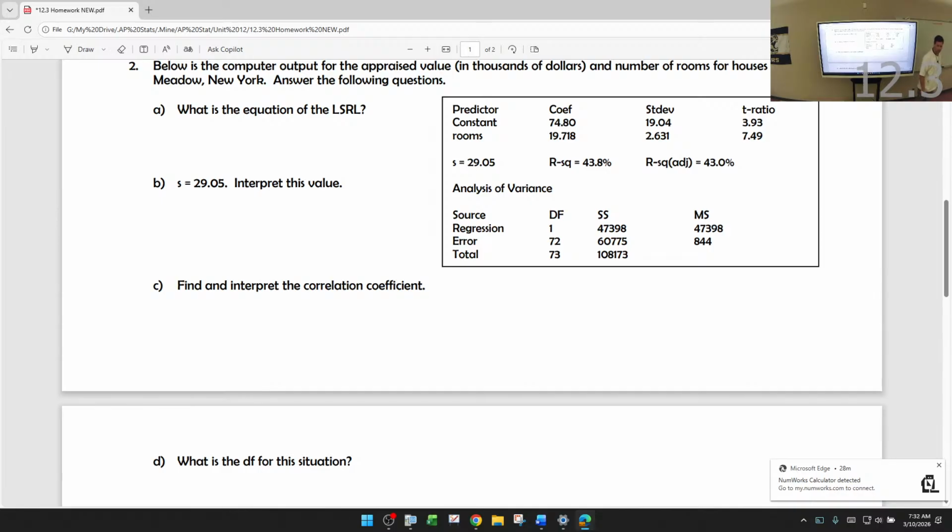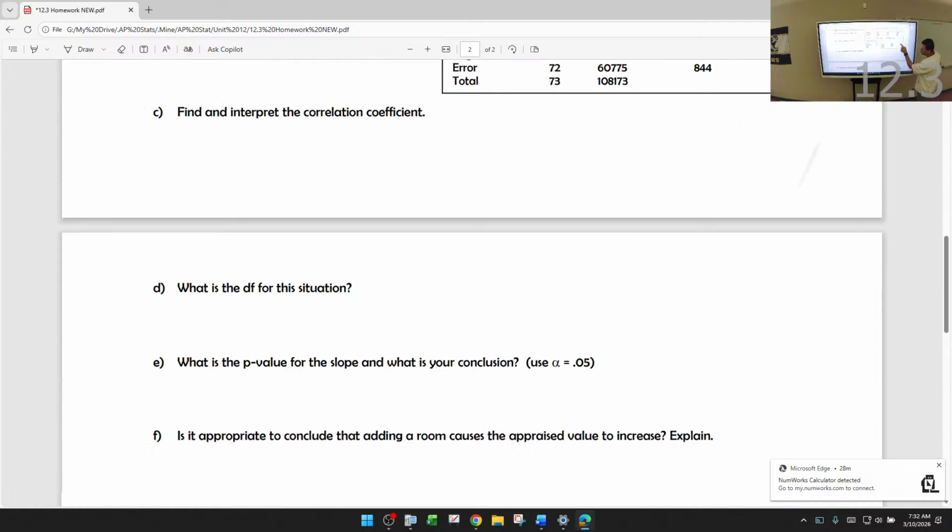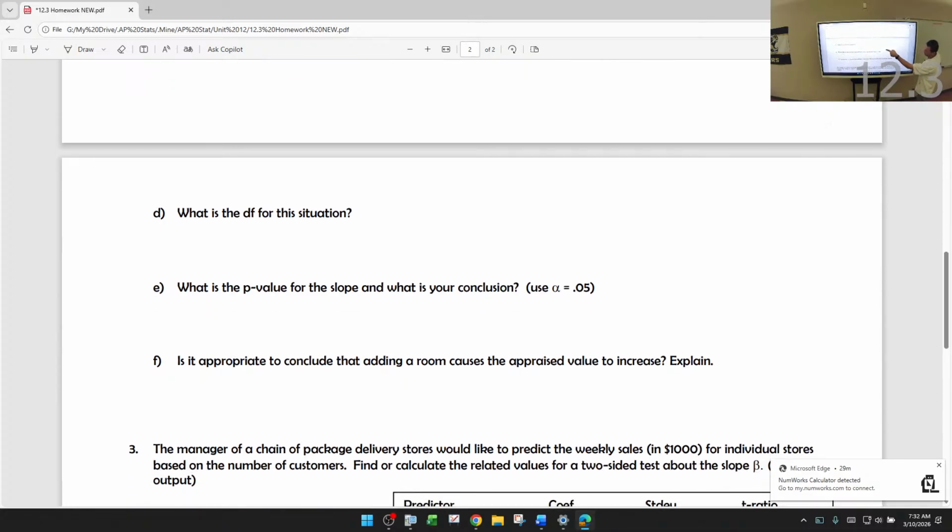Hopefully we have the aha moments. Chapters 10 and 11. Then DF, 72. So I must have 74 data points. Any questions about that? Okay. There's the DF. What is the p-value? Okay, there you go. What is your conclusion?